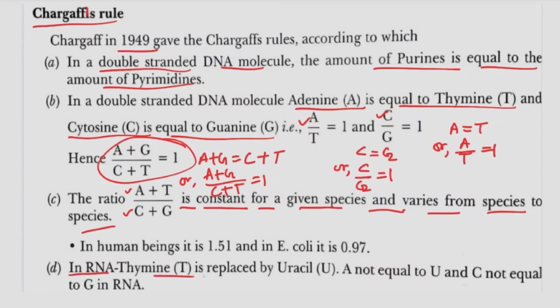In RNA, thymine is replaced with uracil, A is not equal to U and C is not equal to G in RNA. So, for this reason, in RNA, Chargaff's rule will not be applicable.